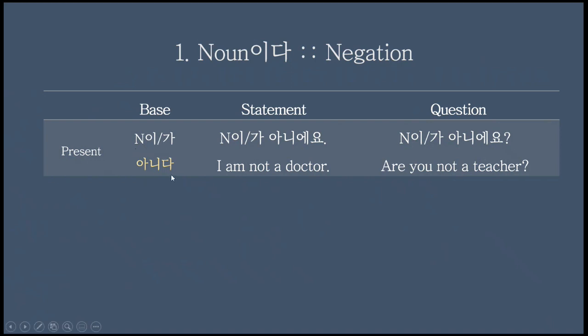자, how can we make them into negations? noun이/가 아니다. Conjugated form, noun이 아니에요 or noun가 아니에요. We use the subject marker here, 이/가. So how would you say, I am not a doctor? 저는 의사가 아니에요. 자, in a question, you just increase the intonation, isn't it? Are you not a teacher? 어떻게 말해요?